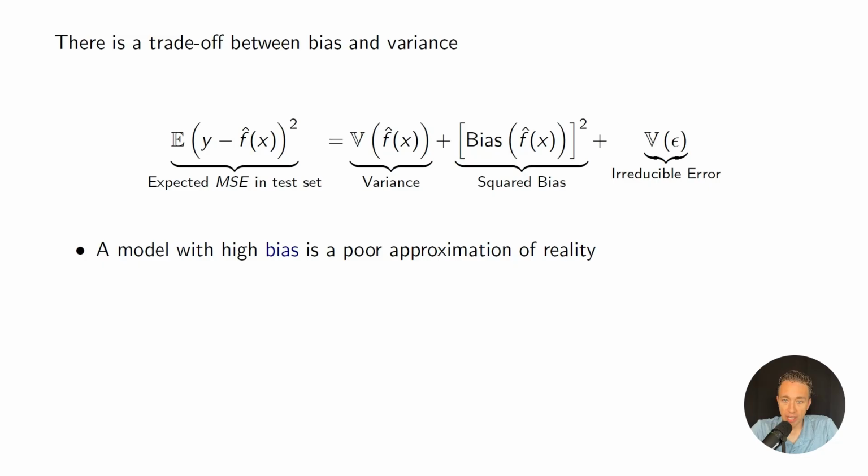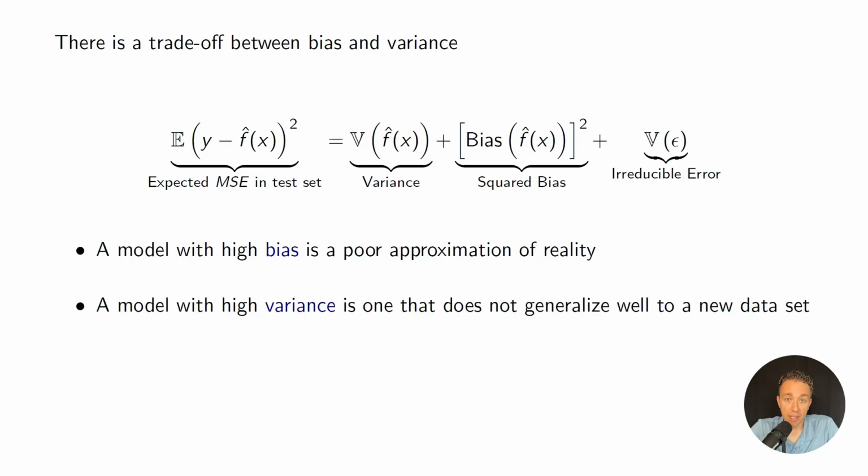And what is bias and variance? Well, bias is just how good is my model at predicting in the training set. If I have a biased model or a model with high bias, it's going to be a poor approximation of reality. And on the other hand, if I have a model with high variance, that means that the model does not generalize well to a new instance or to the test set.